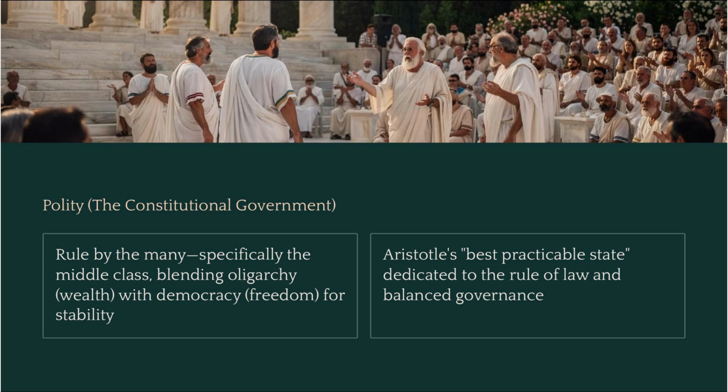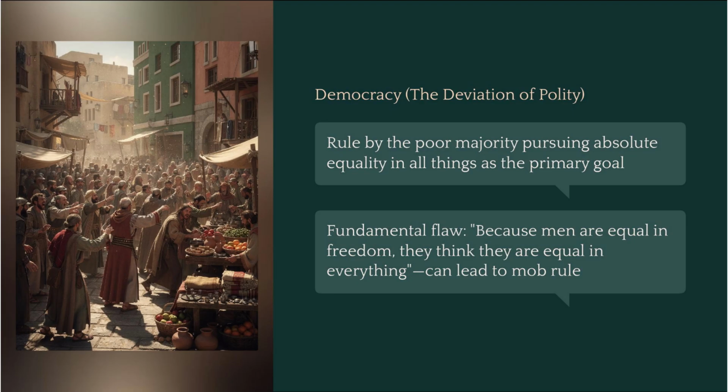It blends the wealth of oligarchy with the freedom of democracy to create stability. Aristotle called this the best practicable state because it is dedicated to the rule of law and balanced governance, avoiding the extremes of the very rich or the very poor. Finally, the deviation of polity is democracy.